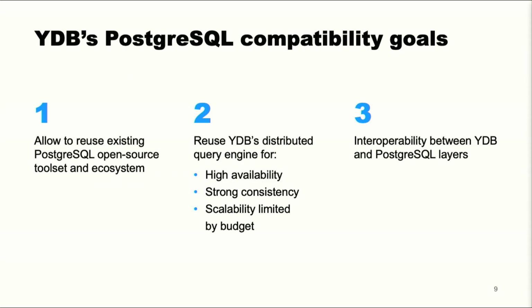Early on in this project, we settled on our goals, what we wanted to achieve with this. As I said, we wanted to allow people to keep using the tools they are used to, but also gain all the positive properties of YDB that I talked about in the beginning: consistency, scalability, fault tolerance, and stuff like this. And also we wanted what I call interoperability. We wanted them to be able to use YDB native features and Postgres features in the same environment and get the benefits of both worlds if they need to.